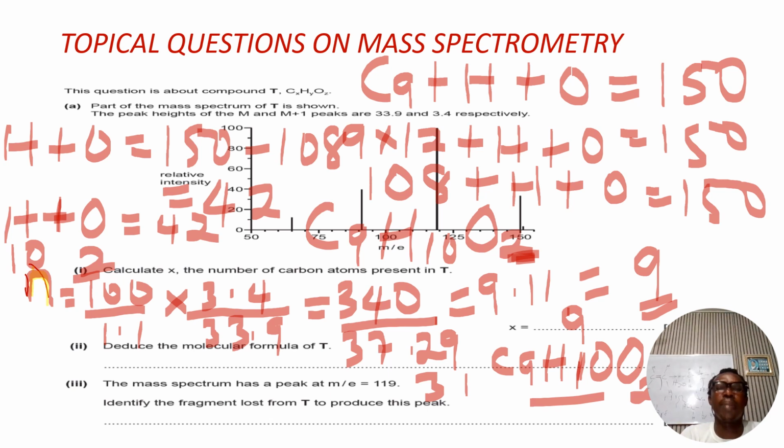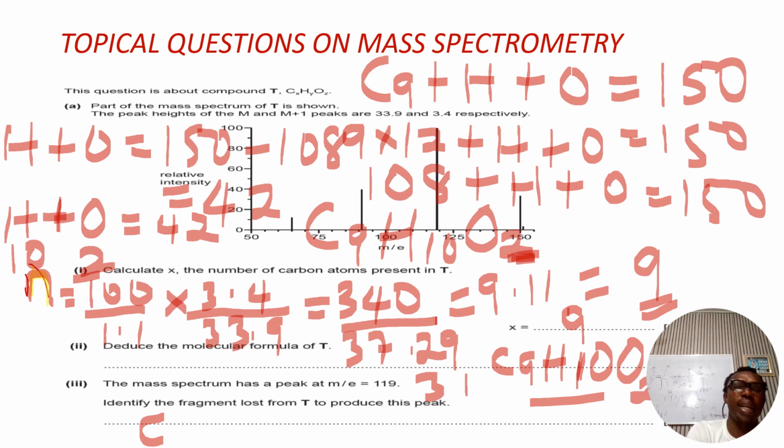Oxygen has a relative atomic mass of 16. Hydrogen has a relative atomic mass of 1. And carbon has a relative atomic mass of 12. So if we pick 1 atom of carbon, that is 12, plus oxygen, which is already 16.